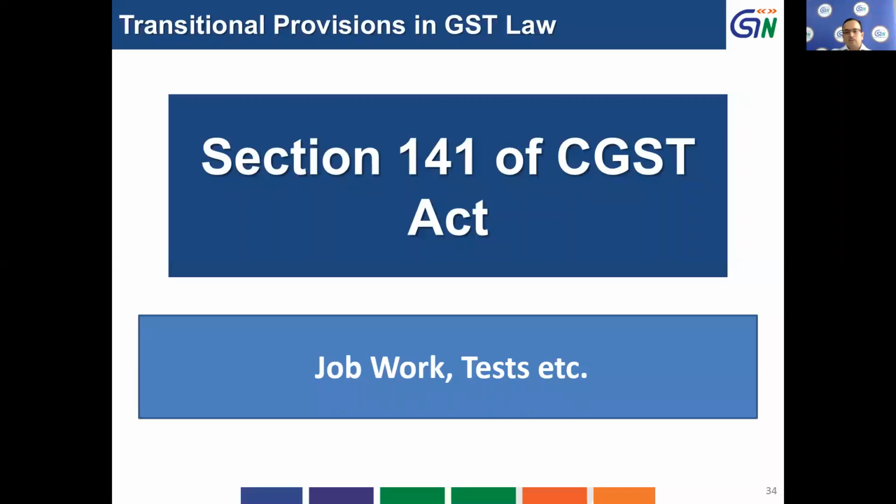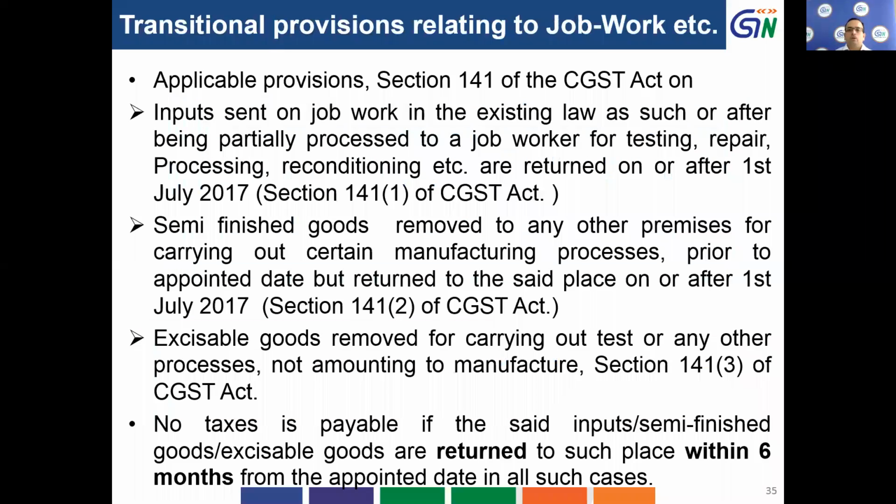So we have covered two sections, section 139 and section 140. Now we are going to cover section 141 of the CGST Act. As you can see, this talks about job work, tests, etc. So the applicable provision of section 141 says that if inputs were sent on job work in the existing law for which were partially processed for testing, reprocessing, reconditioning, and are returned on or after 1st of July, or if semi-finished goods were removed to any other premises for carrying out certain manufacturing process prior to the appointed date but returned to the said place on or after the appointed date, or excisable goods were removed for carrying out any test or any other purpose.